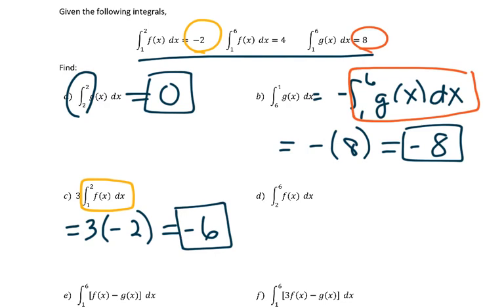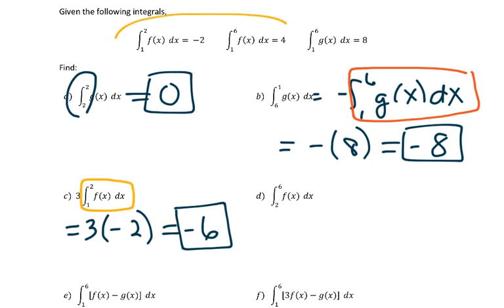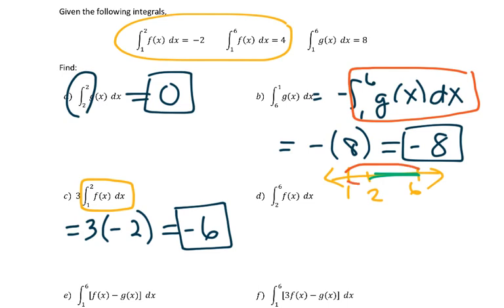Part D, we're going from 2 to 6. Those are our bounds. And I don't see that up there. So if you notice, for f of x, there are 2 that they give us. It goes from 1 to 2 and 1 to 6. So here's the thing. I don't want 1 to 6, right? So if I think about it like a number line here, I really just want from 2 to 6. Okay, so what we're going to do is use subtraction. We're going to take the 1 to 6 and subtract the 1 to 2 so I can get that 2 to 6 interval.